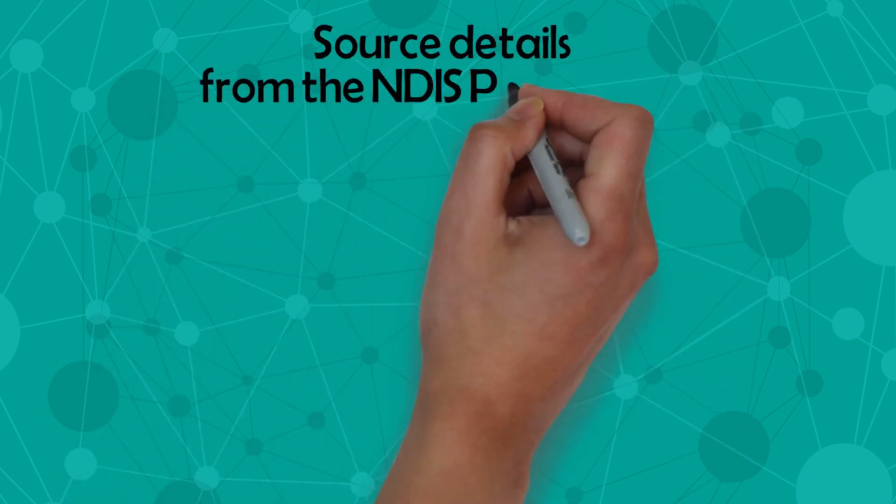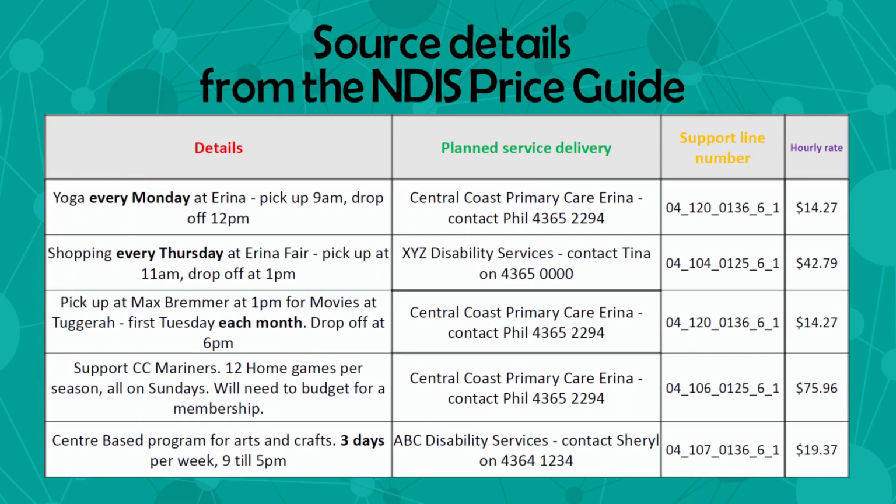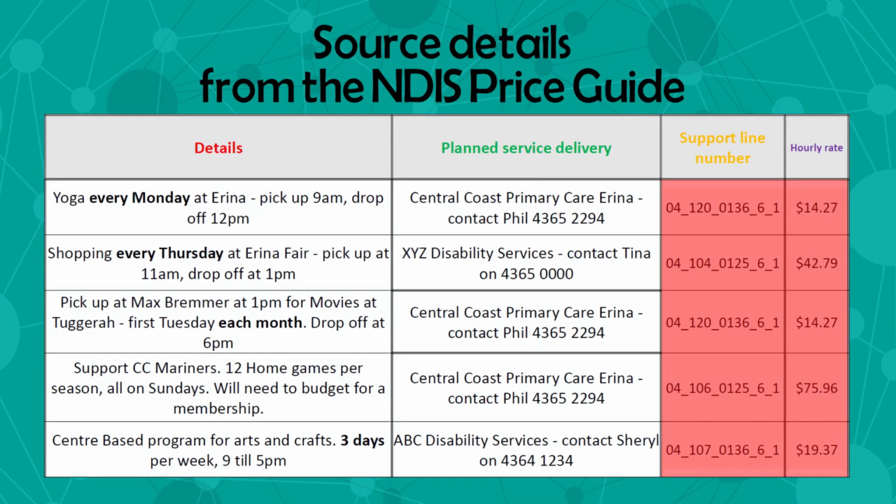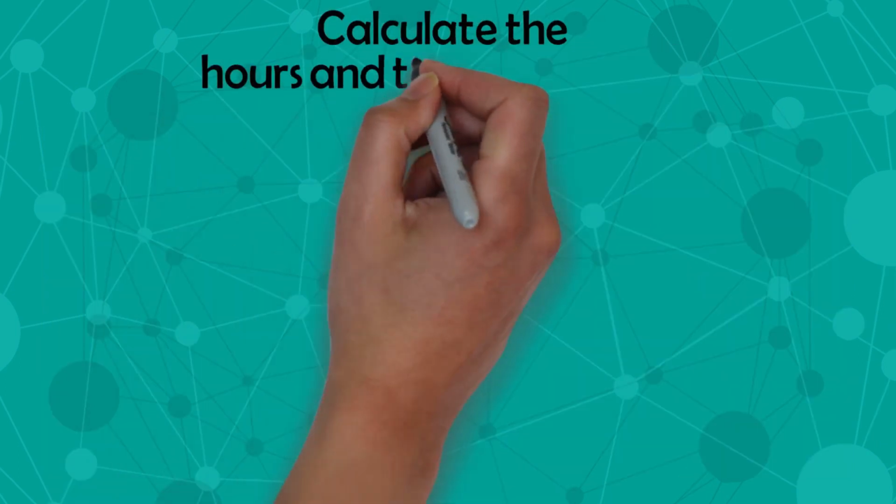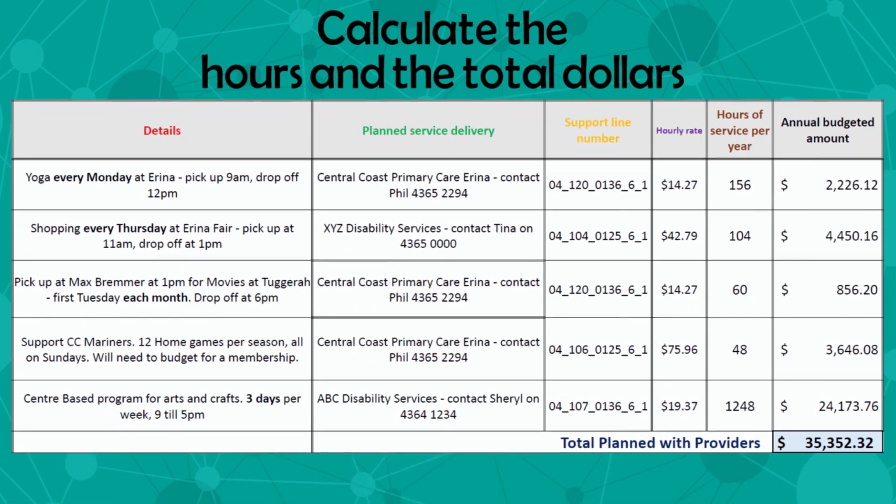We also include the line item from the NDIS Price Guide in the hourly rate. This is important for setting up the portal correctly. Then, we work out how many hours it would take each year to deliver those services. For example, the yoga session, including transport, takes 3 hours per week. Multiply that by 52 weeks per year, and you get 156 hours. You can get the hourly rate from the NDIS Price Guide for group activities like yoga. It's $14.27 at the time we made this video.